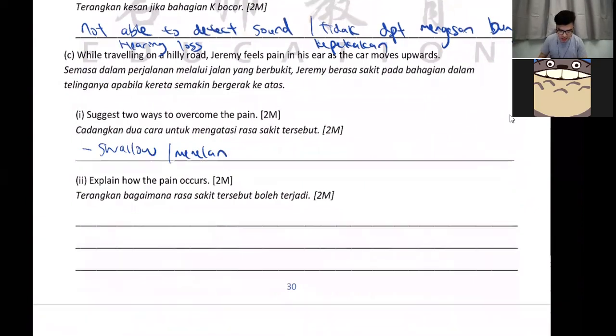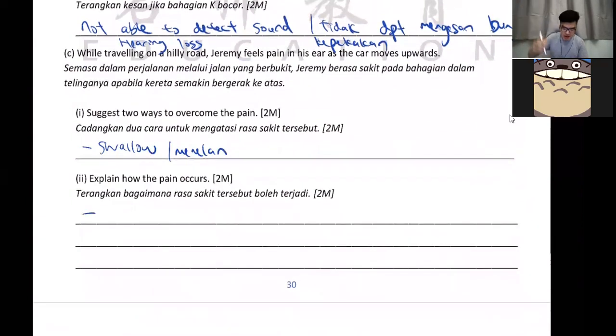How the pain occurs? Okay, when you climb up, okay, as altitude increase, altitude is the ketinggian, as altitude increase, atmospheric pressure decrease.